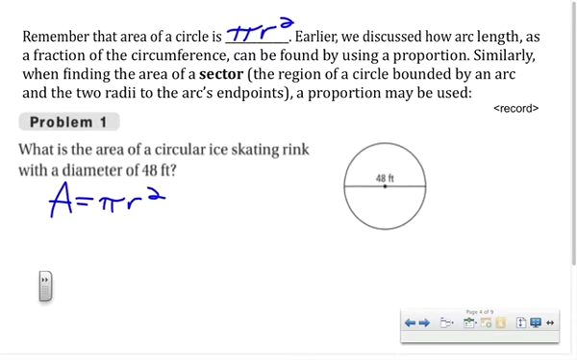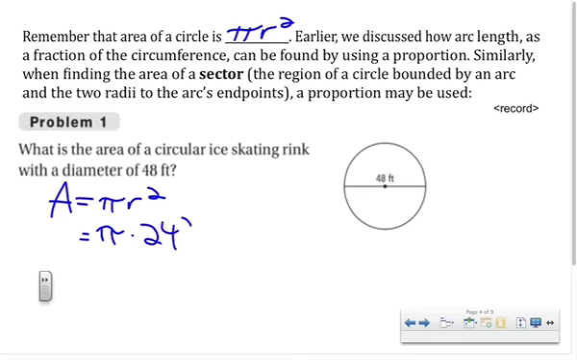And in problem one, they've given me the diameter. So am I taking that 48 and squaring it? Nope. I guarantee you, if this was a multiple choice question on a test, 48 squared times pi would be one of your choices. But it'd be wrong. Remember, that diameter is what's given to you. You need the radius in order to plug into the formula for area.